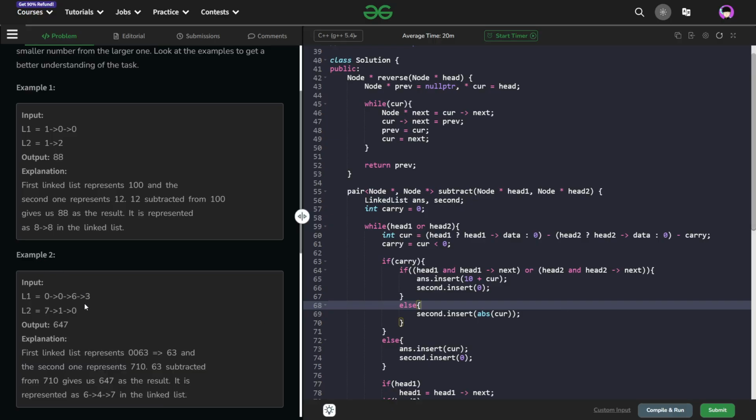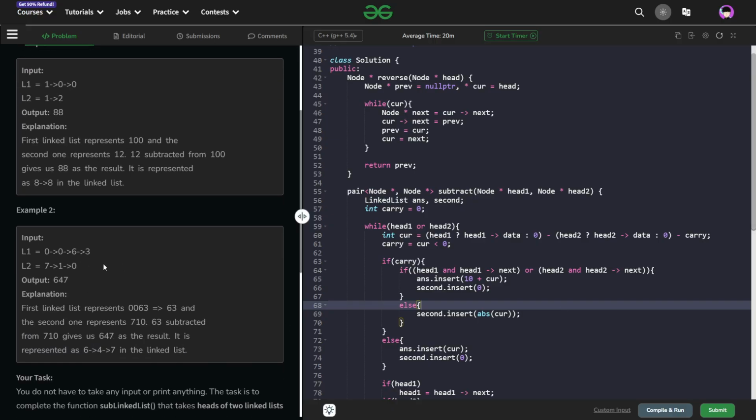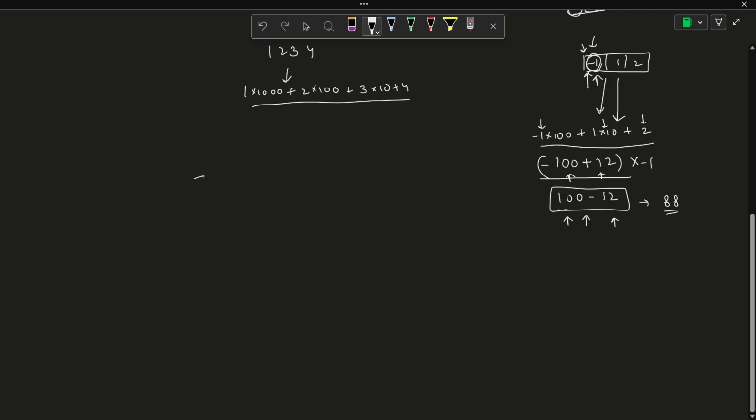So let me just take one more example. So here we have 710 and 63. So 710 minus 63, and the answer is coming out to be 647. So let us try to solve this particular problem. So we have 063, then we have 710, and then we have the final answer, right?